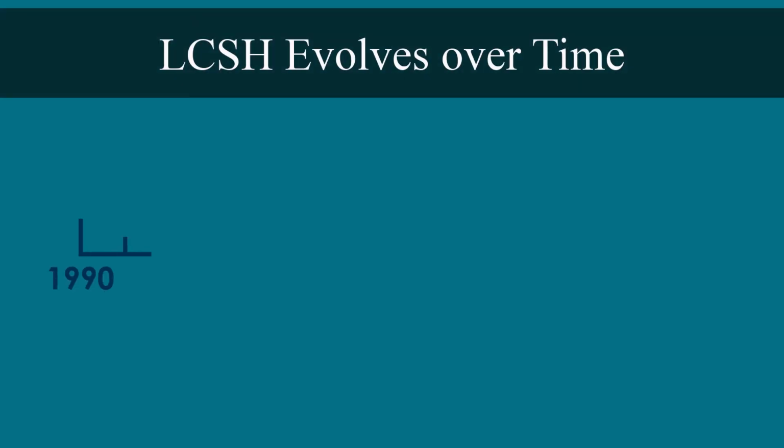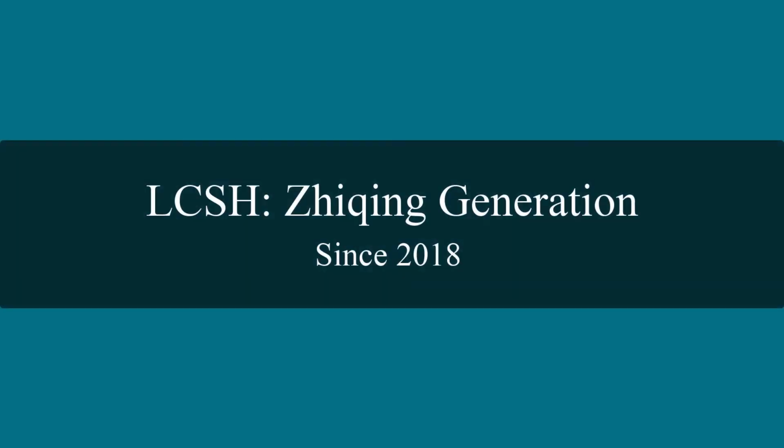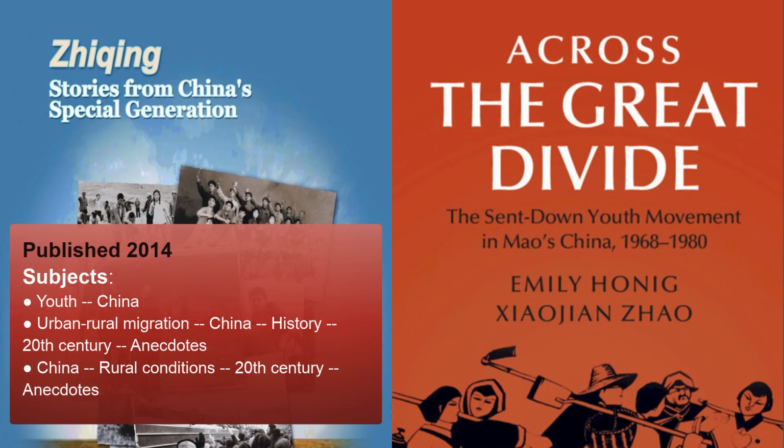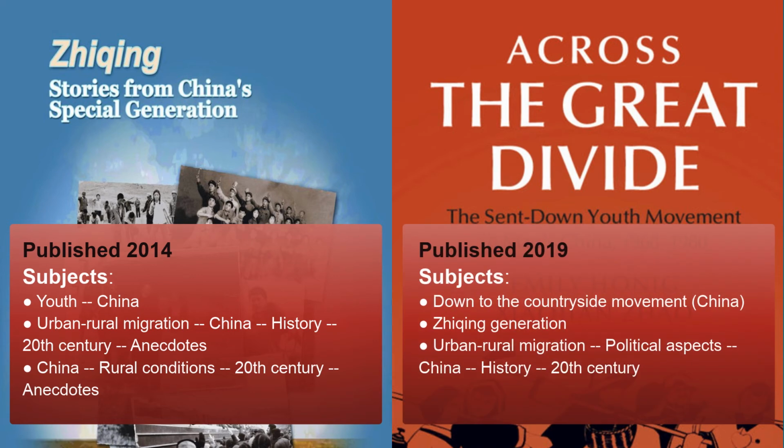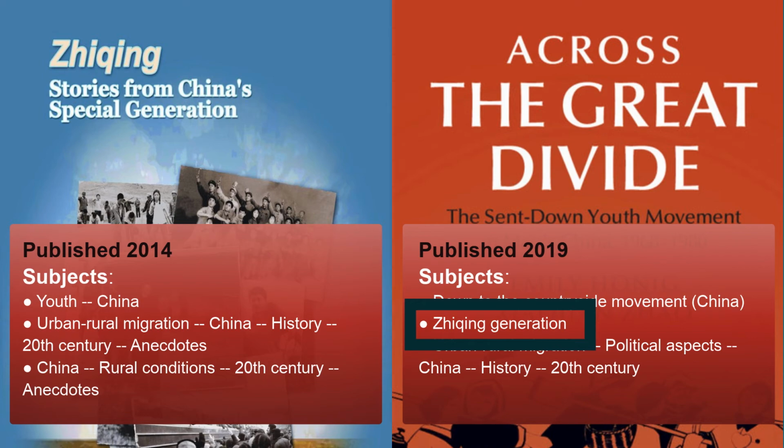Library of Congress subject headings keep evolving. Librarians may not have the capacity to update older records. For example, Zhiqing Generation became a Library of Congress subject heading in 2018. The book on the left was published in 2014 and doesn't have Zhiqing Generation as a subject heading. The one on the right was published in 2019 and has Zhiqing Generation in its subject headings. So when searching items, you may need to search with different subject headings to refine your search results.